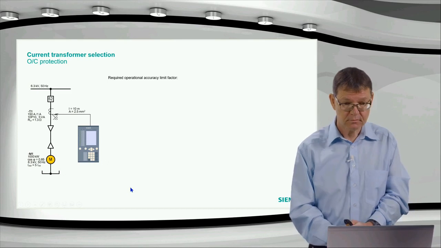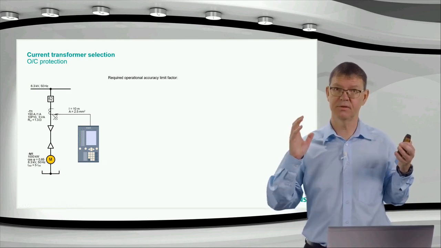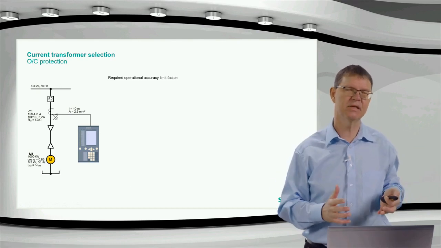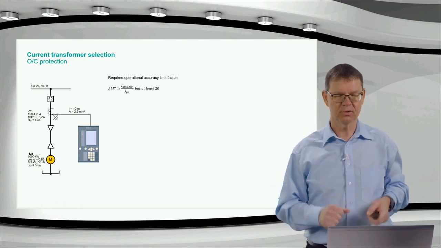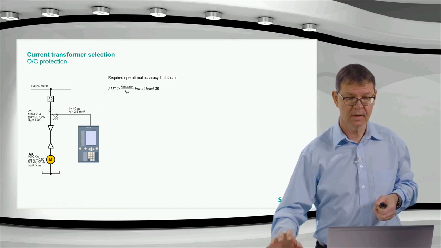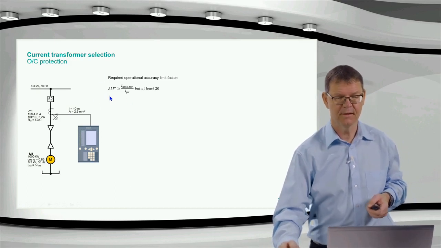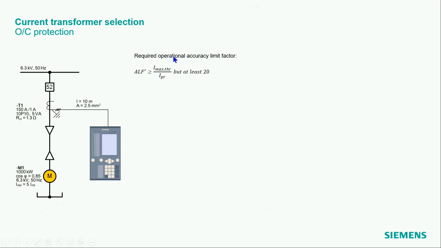Okay, first, now I'm talking about these 5P or 10P relays, current transformers, and there is a required operational accuracy limiting factor, this ALF dash here, and this should be bigger than the maximum threshold divided by the nominal current of the current transformer primary, but it should be at least 20. This "at least 20" comes, when I'm correctly informed, from the fact that there can be remnants in these current transformers, and this is all included so that everything works fine.